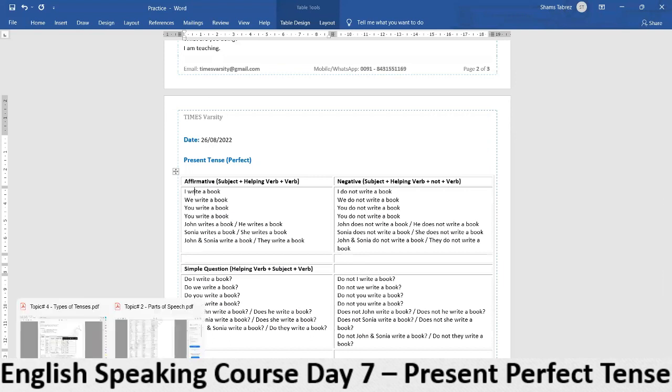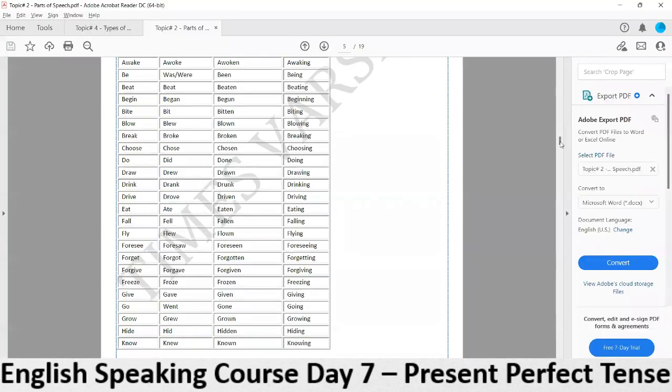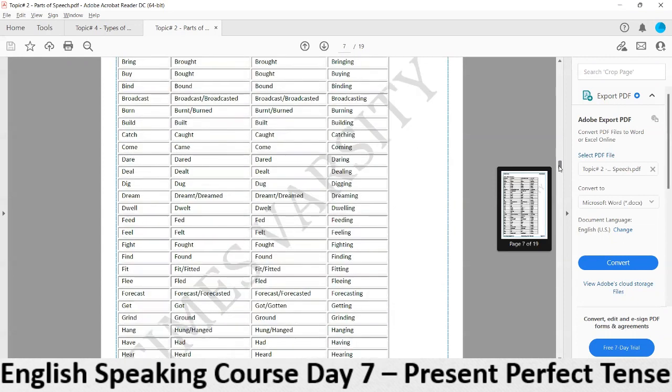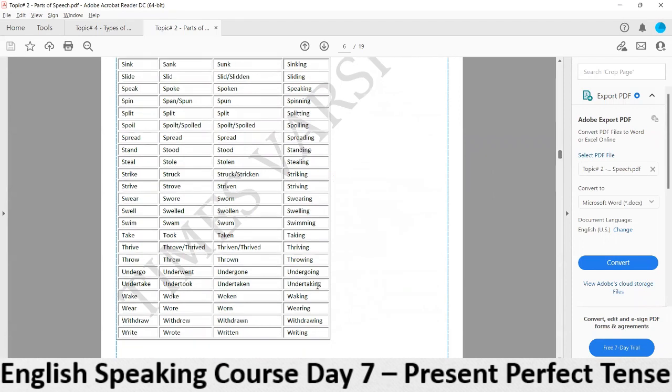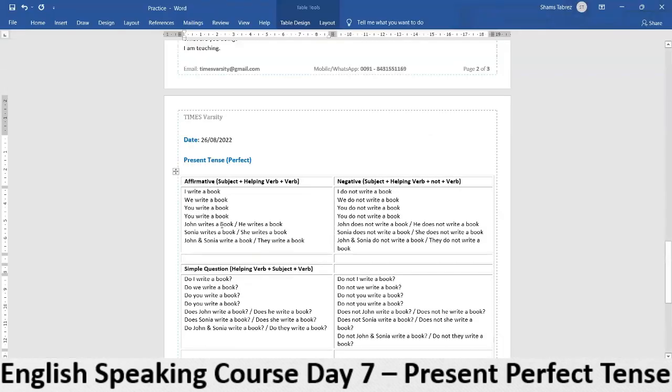First of all, we will check what is the third form of the verb write. Write, wrote, written. So written is the third form of the verb. All right. So now, if I use this sentence, then please tell me how to make this sentence by using the pronoun I. I have written a book.